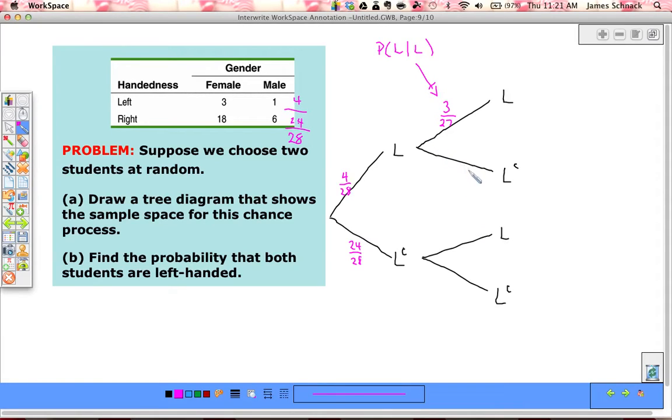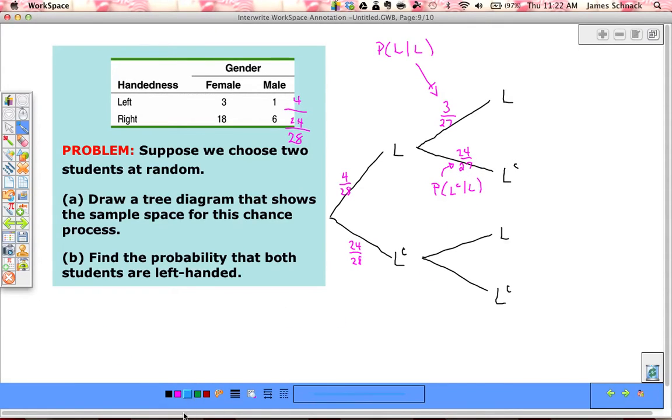What's the probability of not picking a lefty? Well, there's still 24 non-lefties out of the 27 kids total that we have left to choose from. So this would be the probability of not a lefty given that a lefty was chosen. Notice that the pairs of branches total 1, and that should always happen.